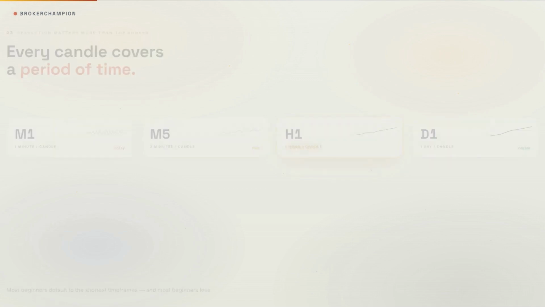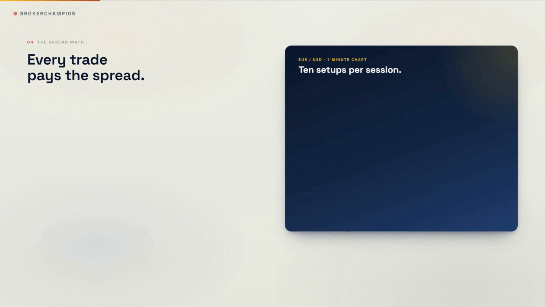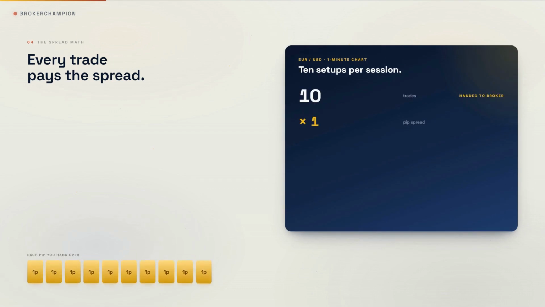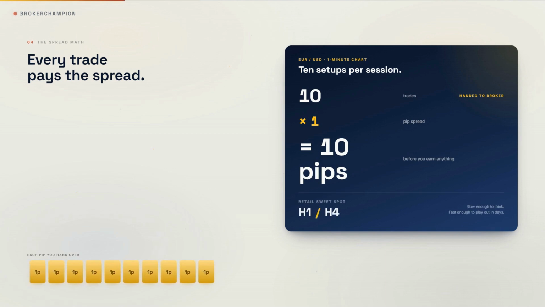Here's the mechanism. On a 1-minute chart, you'll see 10 setups in a session. Sounds great, except every trade pays the spread. And on a typical Euro-US dollar spread of 1 pip, you're handing the broker a pip 10 times before you've earned anything. The math doesn't work. H1 and H4 are the retail sweet spot. Slow enough that you have time to think, fast enough that a trade plays out in days. And the reason that sweet spot works isn't actually the time frame itself. We'll come back to that.